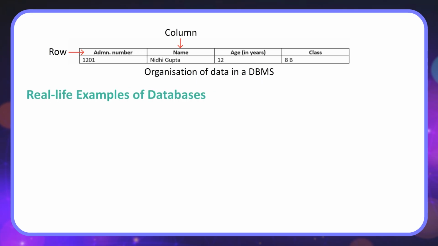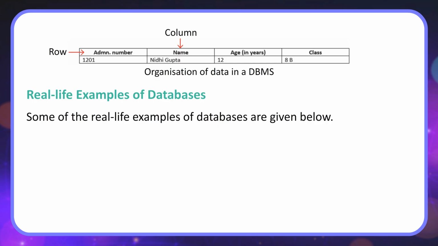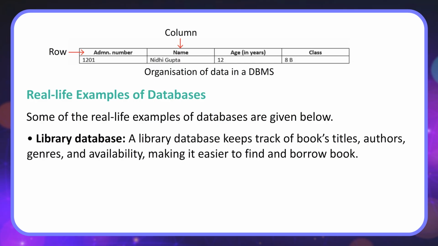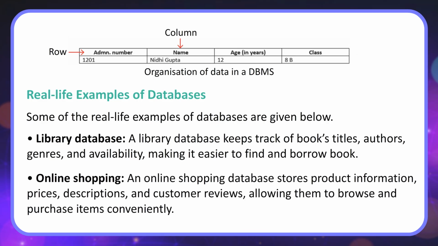Real-life examples of databases. Some of the real-life examples of databases are given below. Library database. A library database keeps track of books' titles, authors, genres, and availability, making it easier to find and borrow books. Online shopping. An online shopping database stores product information, prices, descriptions, and customer reviews, allowing them to browse and purchase items conveniently.